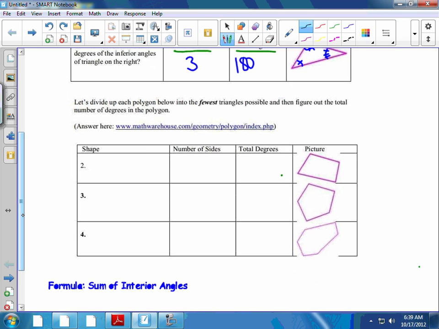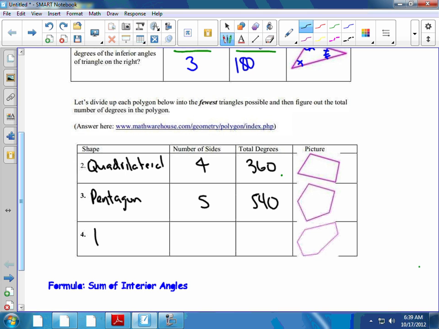The next one is a 4-sided figure, which is a quadrilateral. Again, 4 sides, total degrees is 360. The next one is a pentagon, 5 sides, 540 is its total. And a hexagon, which is 6 sides, has a total sum of 720.